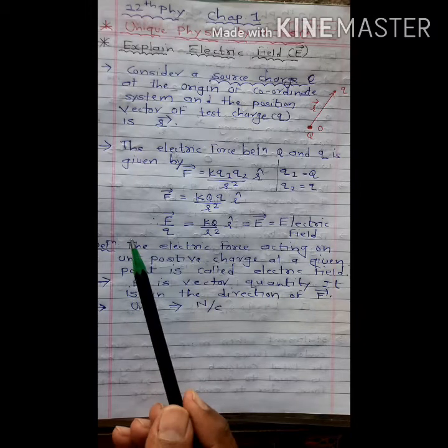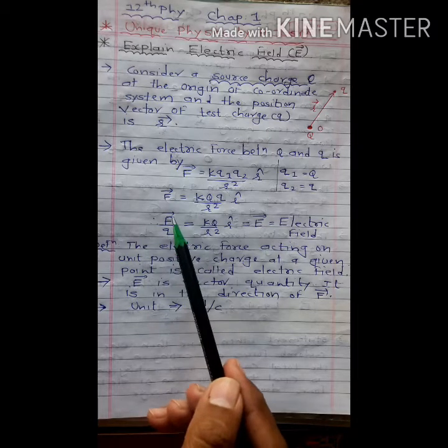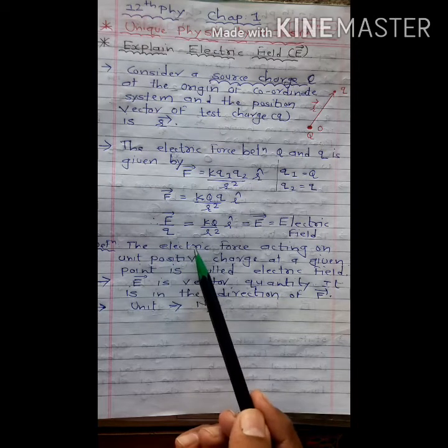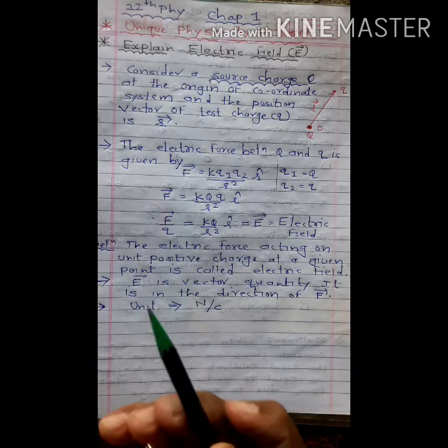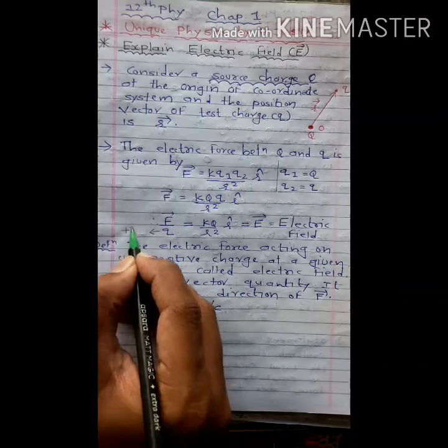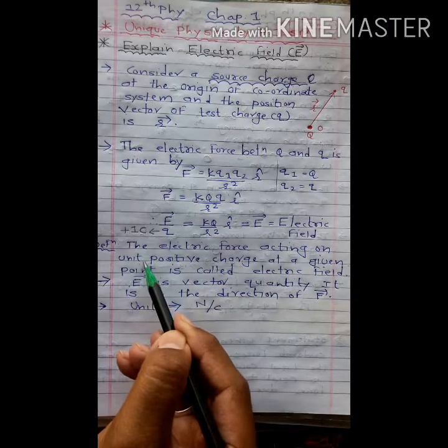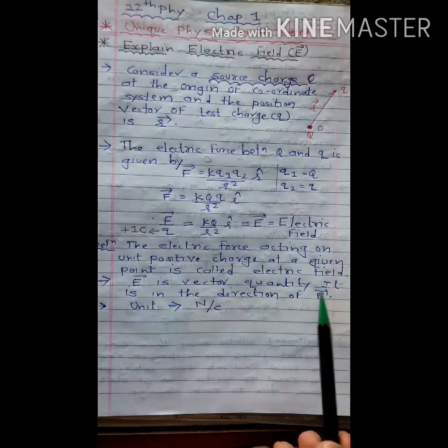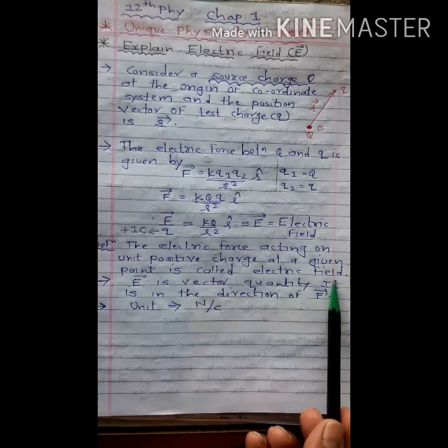Now remember the definition of electric field. Here we have the equation: electric field is equal to F upon q, means force per test charge. So this is our definition: the electric force acting on unit positive charge. Here we consider unit positive charge, means small q is equal to plus 1 coulomb. So the electric force acting on unit positive charge at a given point, at a particular point, this force per unit charge at a given point is known as electric field.